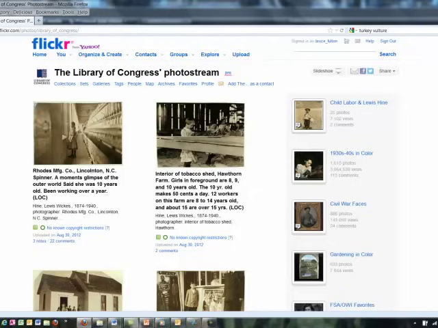People can look at them, make comments. You can form groups around different kinds of photographs or different subjects and communicate about them. So this is a graphically, visually oriented social networking site. And the Library of Congress has been using it for a few years now to put up a number of their photographs from their collections.